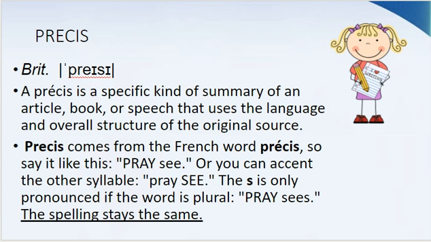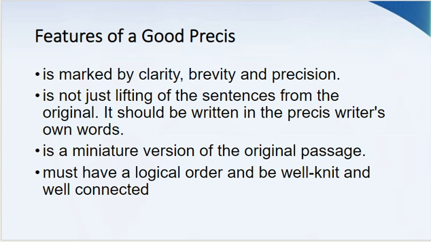Now let's see what are the features of a good Precis. A good Precis is marked with clarity, brevity, and precision. I hope you know what I meant by clarity. It means it should be clear to the reader, and brevity means it should be of shorter length, and precision means apt. The person who writes Precis should make it clear, and precise words should be used.